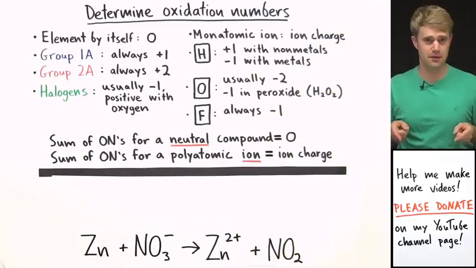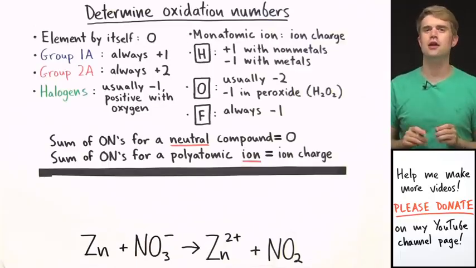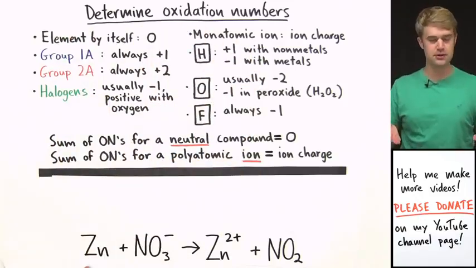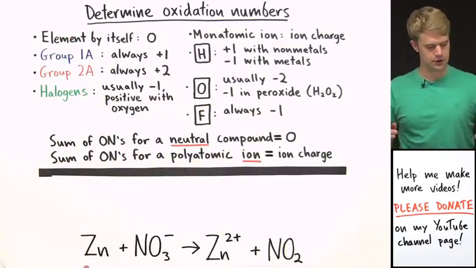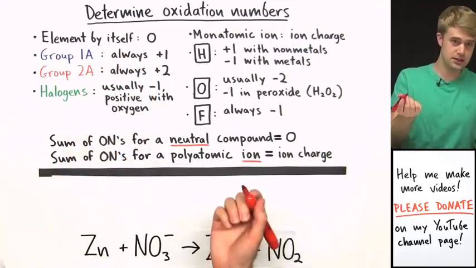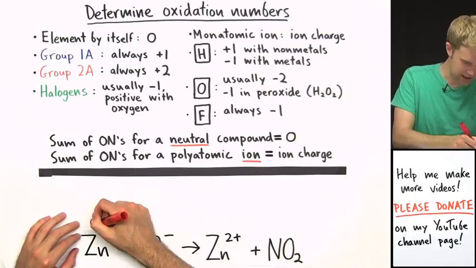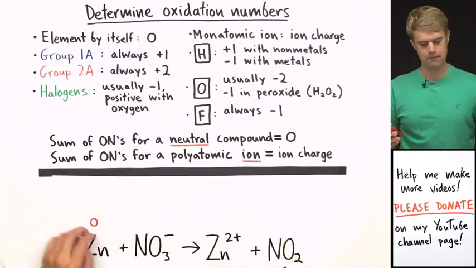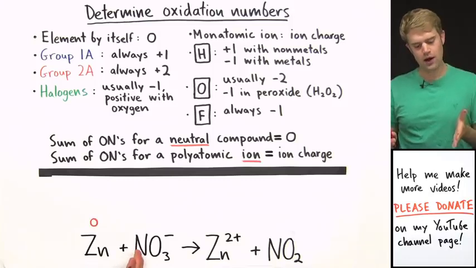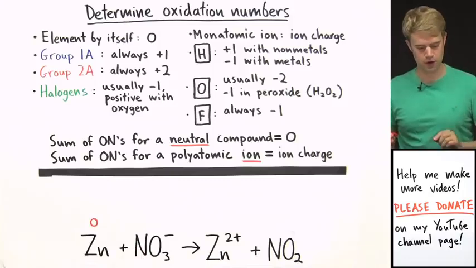This is the equation that we're going to be balancing, and we're going to start just like we do with acidic solution by determining the oxidation numbers of the elements in the equation. Okay, so starting here, Zn, zinc, is an element by itself. It's not combined with any other elements, so it has an oxidation number of 0. NO3 is a polyatomic ion. We don't know what nitrogen's oxidation number is, so we'll have to figure it out.